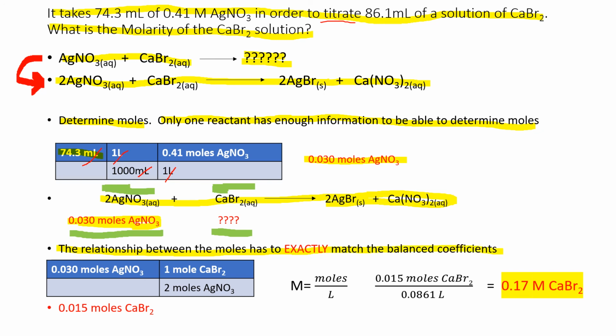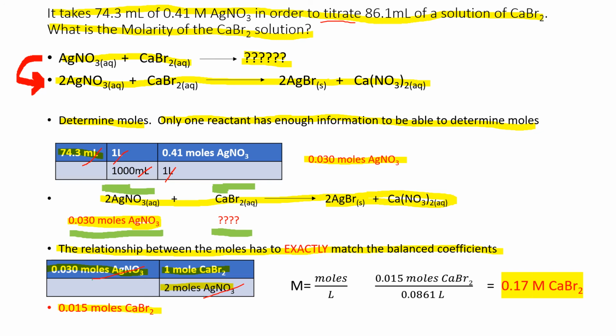So what do I have? I have 0.030 moles of the silver nitrate. What's the relationship between the silver nitrate and the calcium bromide? Well, 1 mole of calcium bromide, 2 moles of the silver nitrate. And again, you're going to see the moles of the silver nitrate cancel. What am I left with? The moles of the calcium bromide. And I see that 0.015 moles of the calcium bromide.